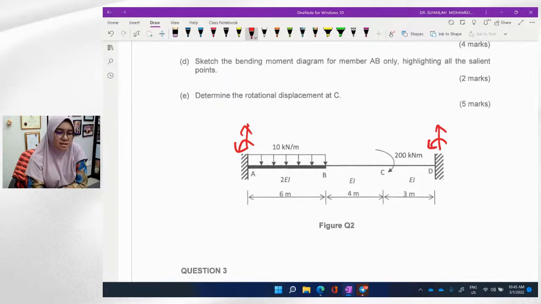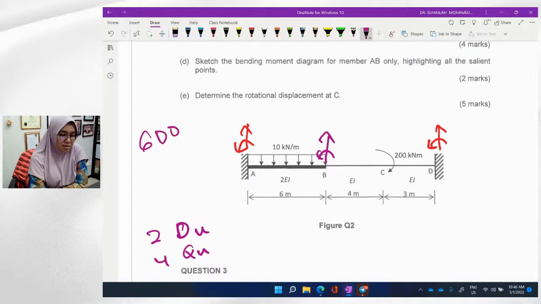I think I have discussed this question in my previous video as well. So the purple is unconstrained. Two unknown displacement, four unknown reaction. It is 6 degrees of freedom, coming from 3 nodes.